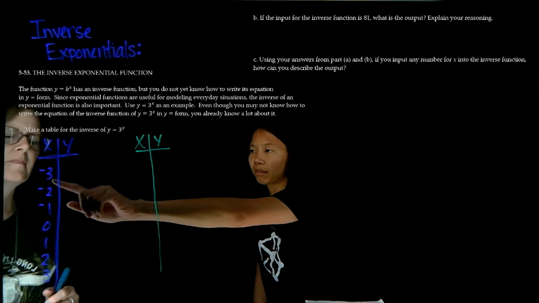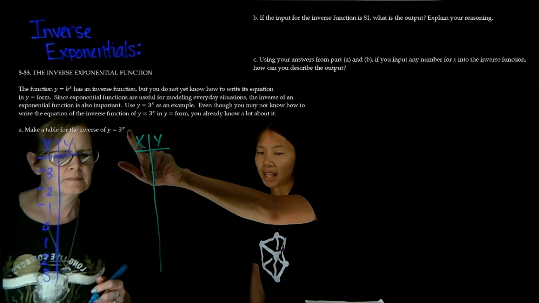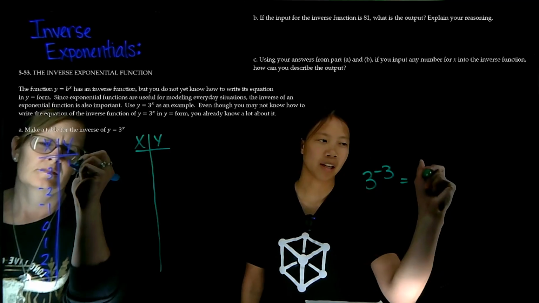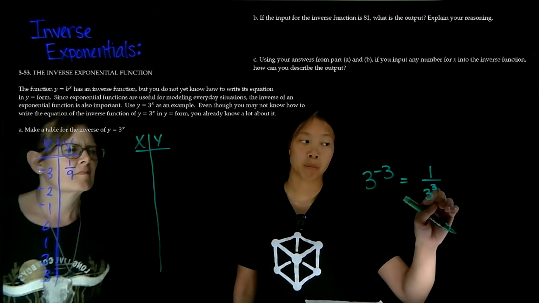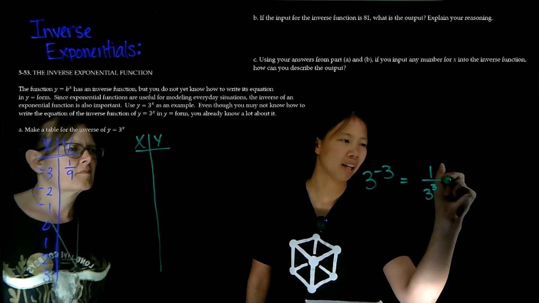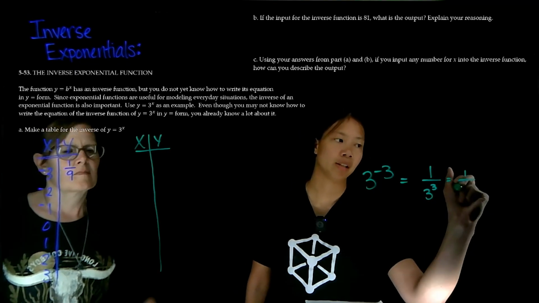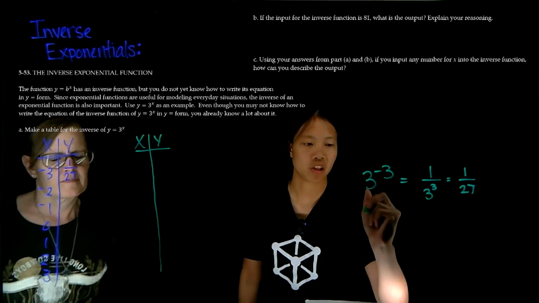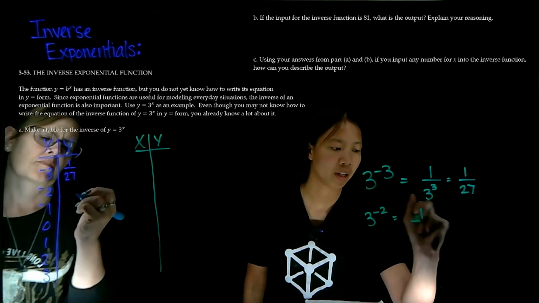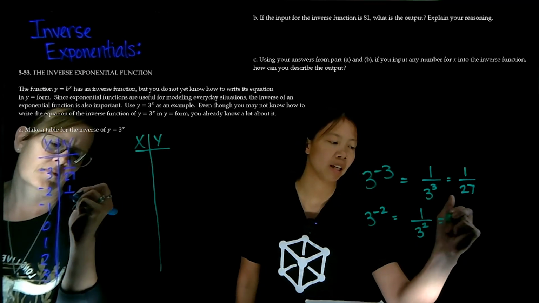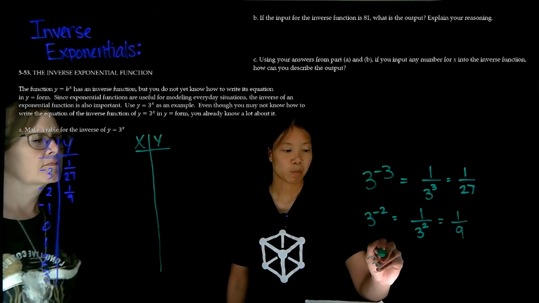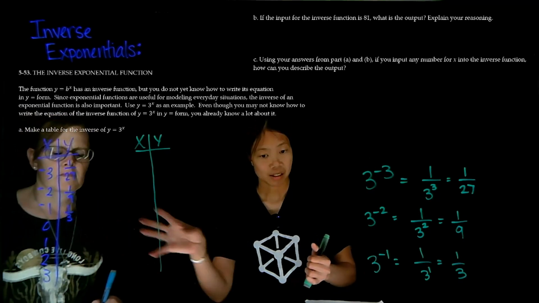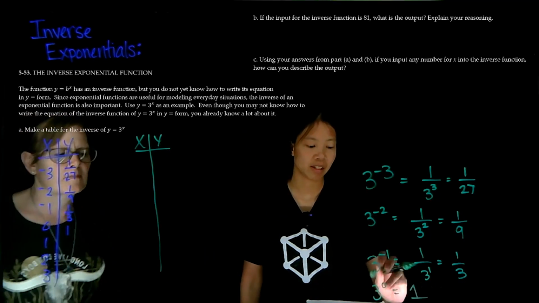So if I'm plugging -3 in for y = 3 to the x, then we'd have 3 to the -3rd power. 3 to the -3rd power is the same as 1 over 3 to the 3rd power, and 3 to the 3rd power is 27. So we know 3 to the -3rd is the same as 1/27. We can do the same thing with -2. 3 to the -2nd power is the same as 1 over 3 to the 2nd power, and that's 1/9. 3 to the -1st power is the same as 1 over 3 to the 1st power, which is just 1/3. 3 to the 0 is just 1, because anything raised to the 0 power is 1.